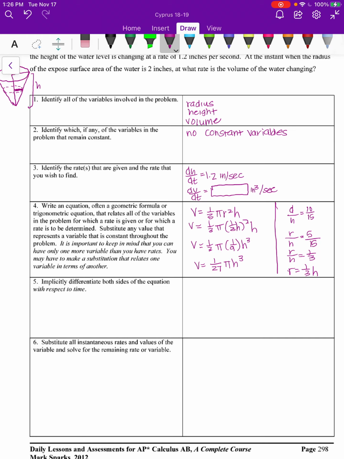So now I can differentiate both sides, and I will have variables and rates that I actually know what to do with. So the derivative of v is dv dt, and then the derivative of the right side, 1/27 pi, acts as a coefficient. So I take the exponent 3, bring it out front and multiply it by that. I end up with 1/9 pi, and then h squared now instead of h to the 3rd times dh dt.